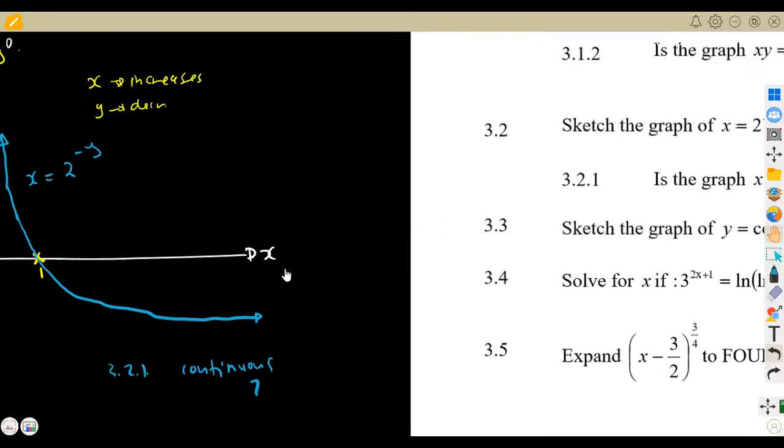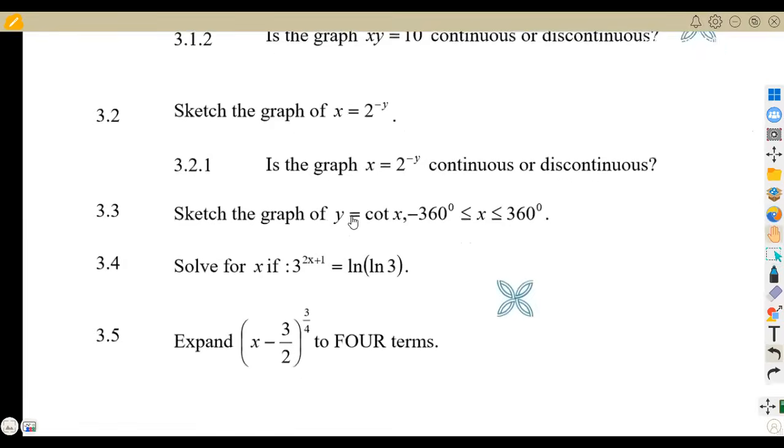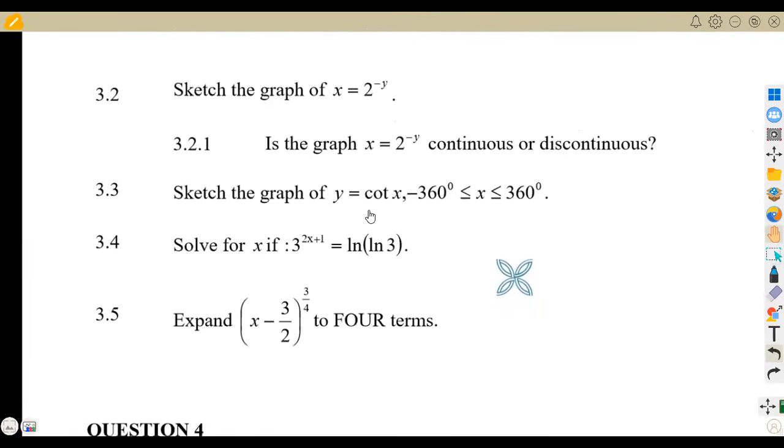Then we move on to question 3.3. On 3.3, we are now given to sketch the graph of y is equivalent to cot x from negative 360 up to positive 360. So you see now the advantage, guys, of knowing these graphs. It doesn't take you time. There's no need for you to even draw a table of values.